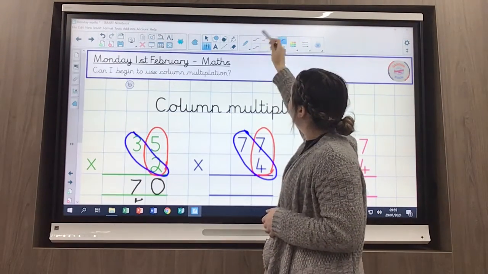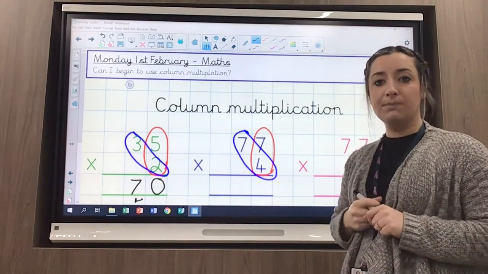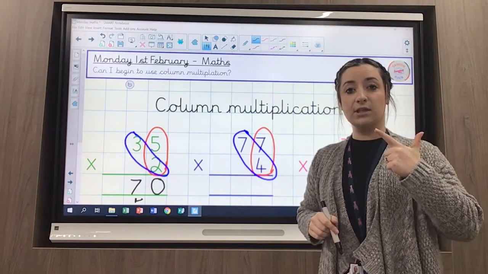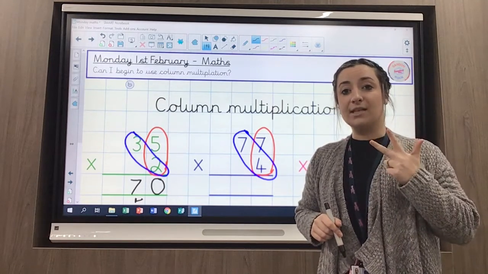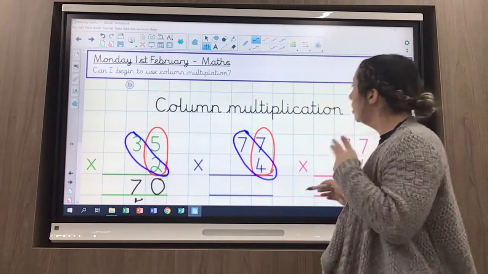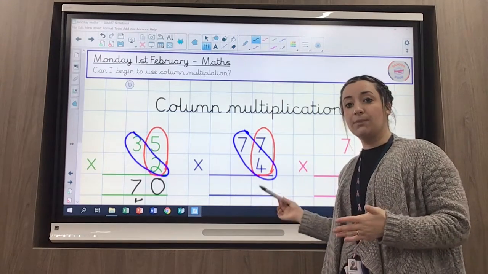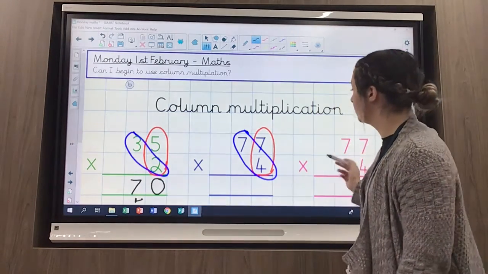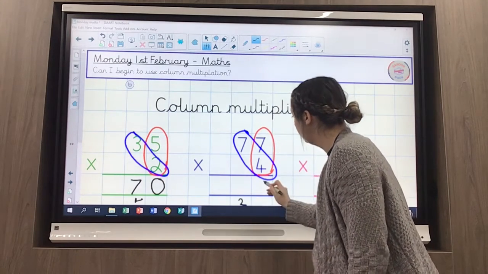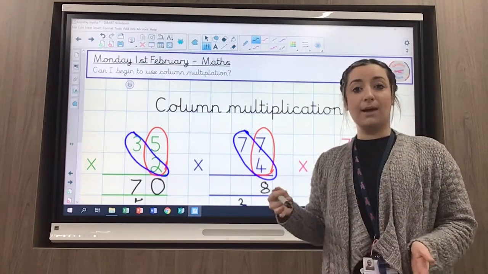Okay, so I need to do 7 times 4. 7 multiplied by 4. So I've got 1 times 7 is 7, 2 times 7 is 14, 3 times 7 is 21, and 4 times 7 is 28. So again, I've got a 2-digit number now, and I need to show that, but I can only put 1 number in my 1s. So 28, I've got my 2 and my 8. And now I'm going to move on to my blue ring.